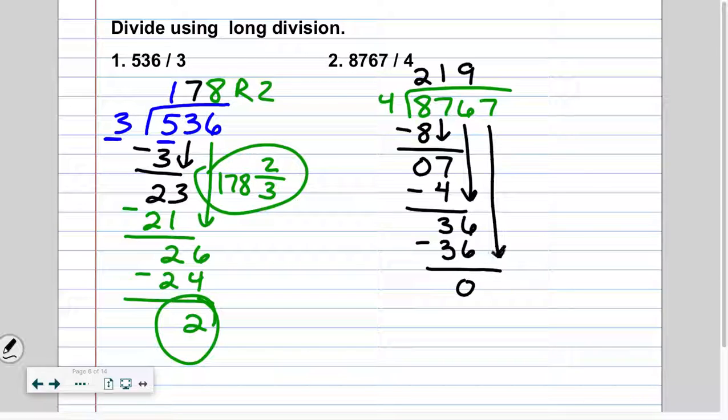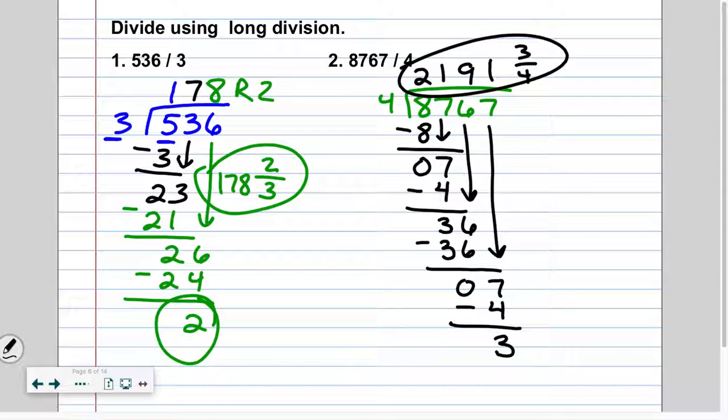So we bring down the 7. 4 goes into 7 once. We get 4. Multiply, subtract, we get 3. That's our remainder. So it would be 2,191 and 3 fourths as our final answer. So that's long division with numbers.